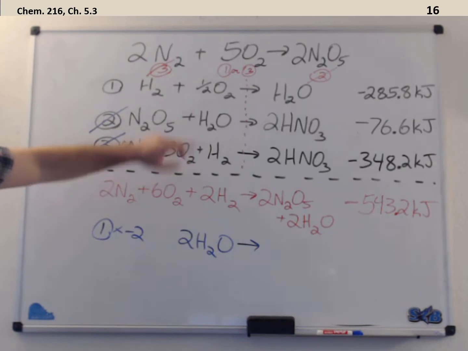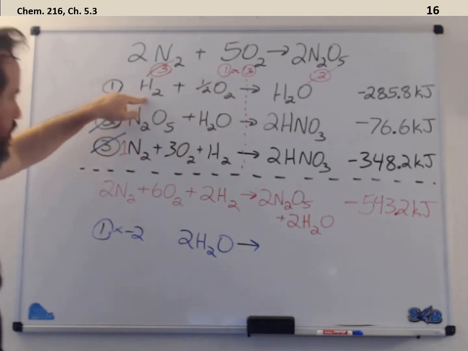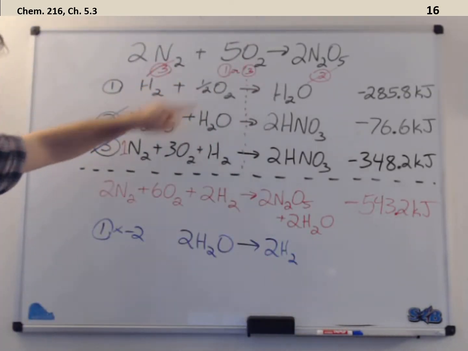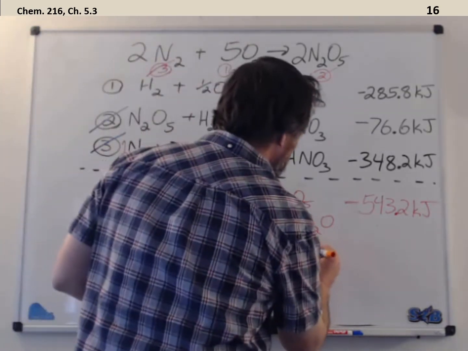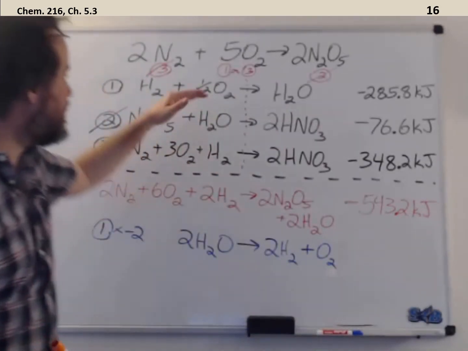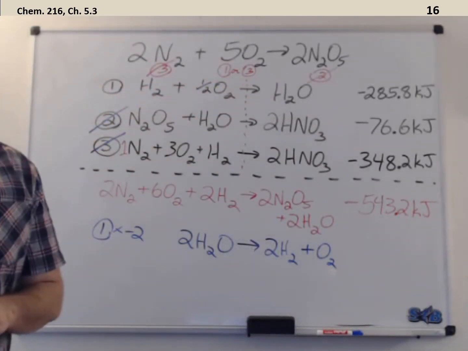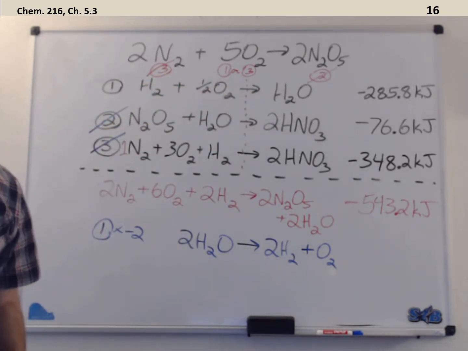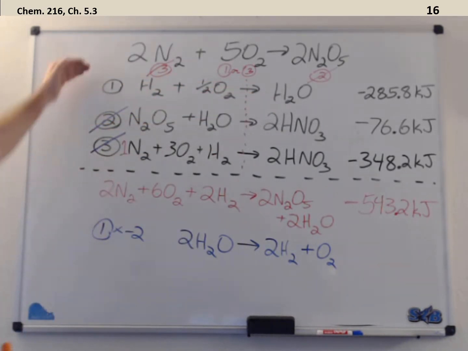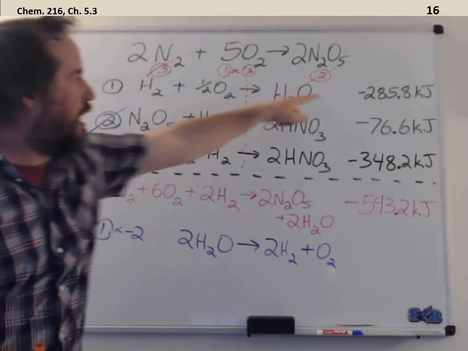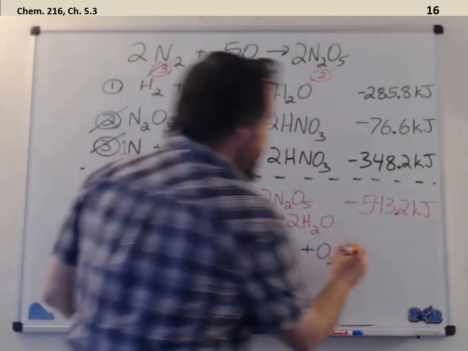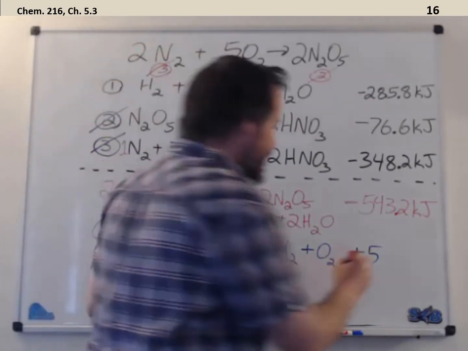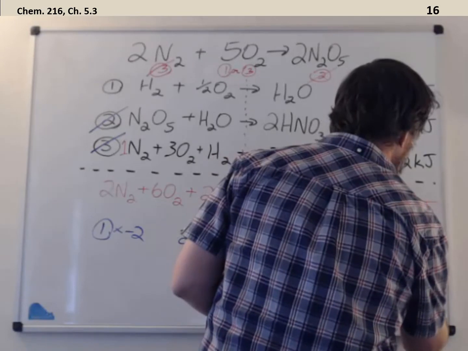So when I do that, I get 2H2O goes to form 2H2, and then half O2 times 2 will give me just O2. And this is going to have a delta H, half this, but also negative. Or no, sorry, twice as much. And it was negative, now it'll be positive. So it'll be positive 571.6 kilojoules.